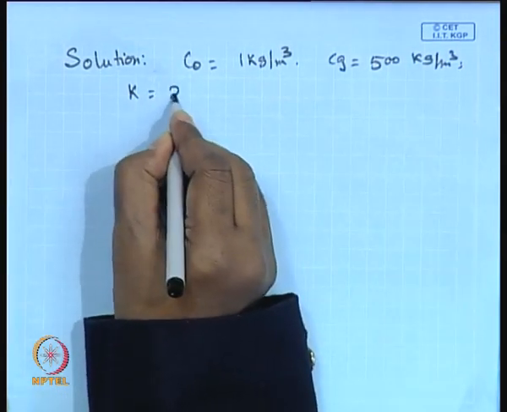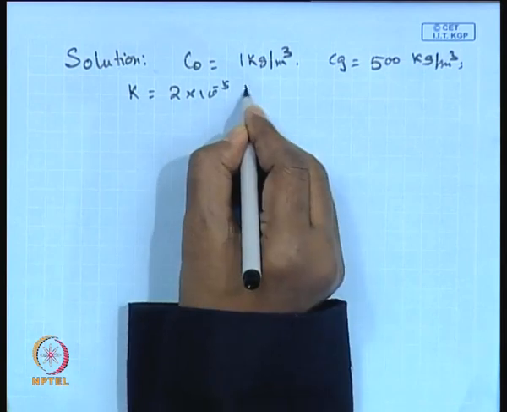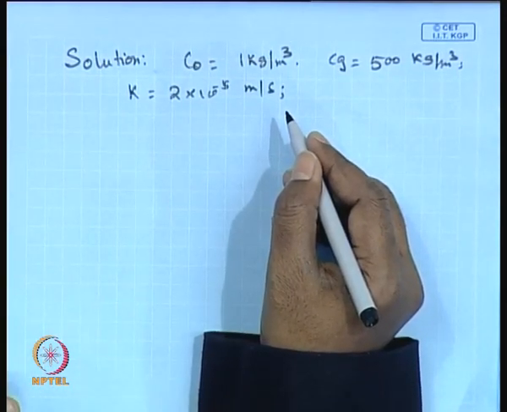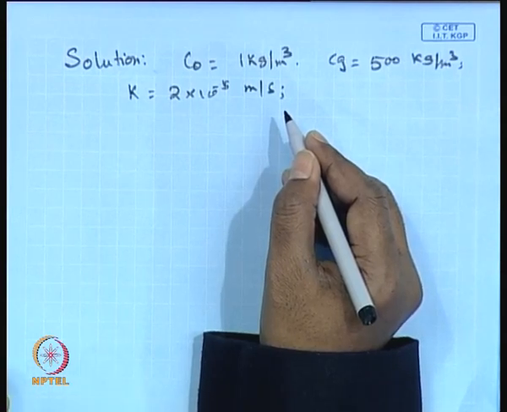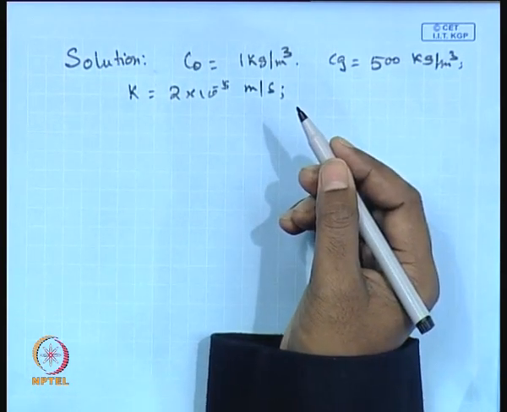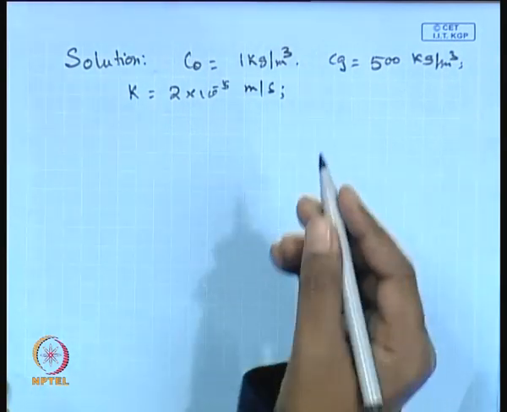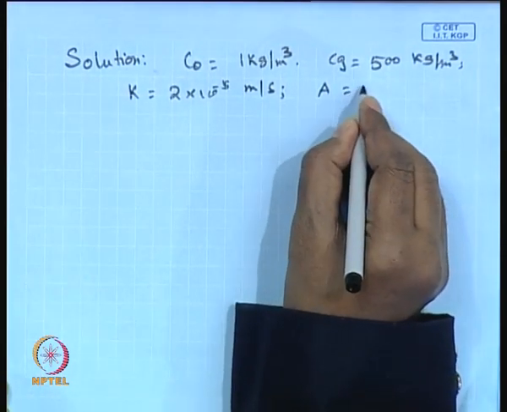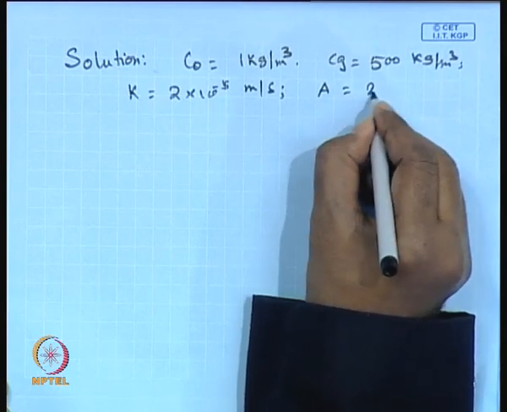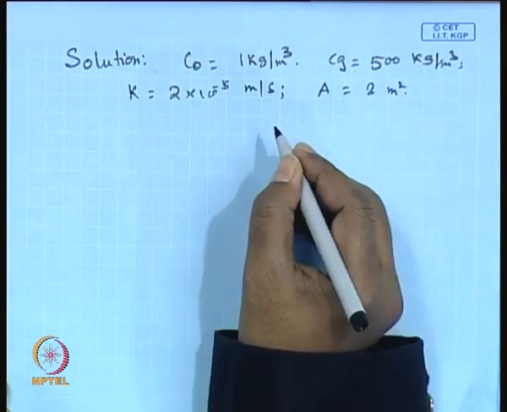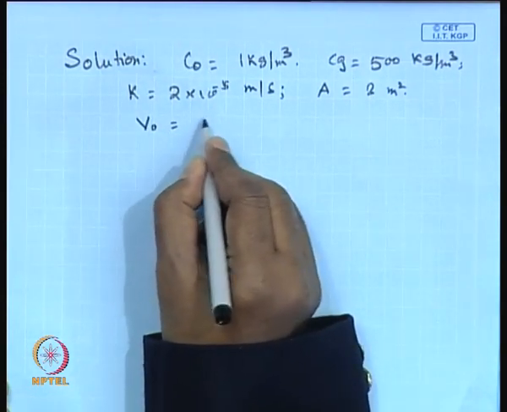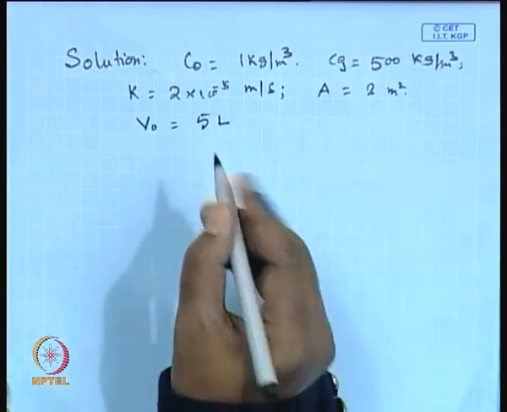Mass transfer coefficient is given as 2 into 10 to the minus 5 meter per second. If you know the geometry of the flow domain and the properties, you can estimate the mass transfer coefficient independently as well by identifying the appropriate Sherwood number relationship. And area of the membrane is given as 2 meters square. V naught is the initial feed volume, that is 5 liter.